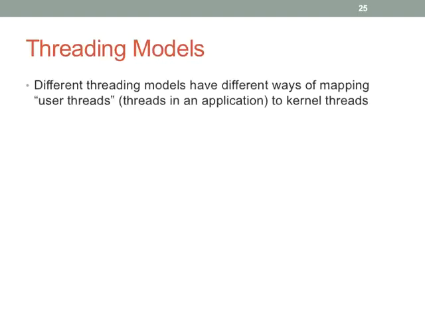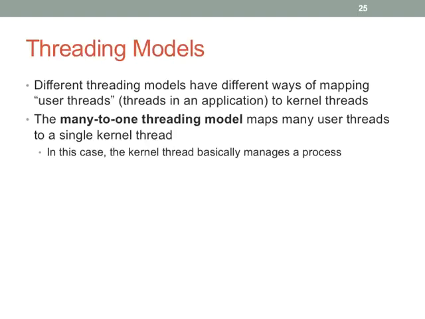Okay. So we have a kernel thread that is in the kernel. It's a kernel level schedulable task. And then we have threads in the process. So the question is, how do we map threads in the process to kernel threads? And that gives rise to a number of threading models that have been attempted or utilized in various operating systems. So like I said, different threading models have different ways of mapping these user threads to kernel threads.